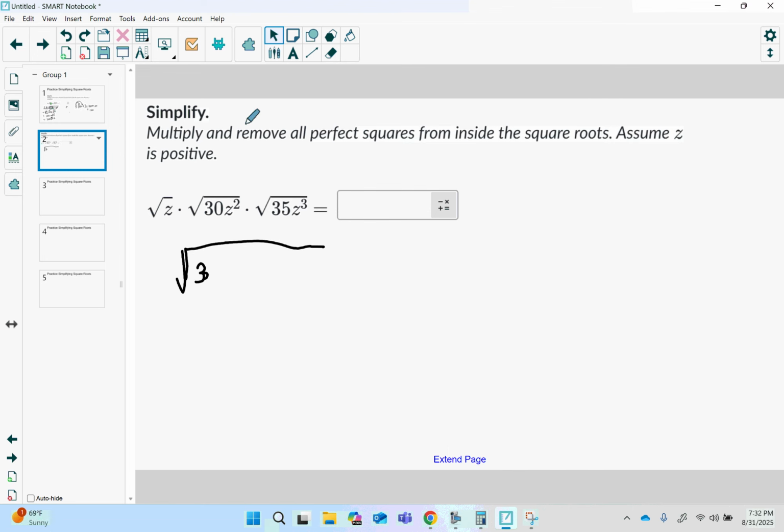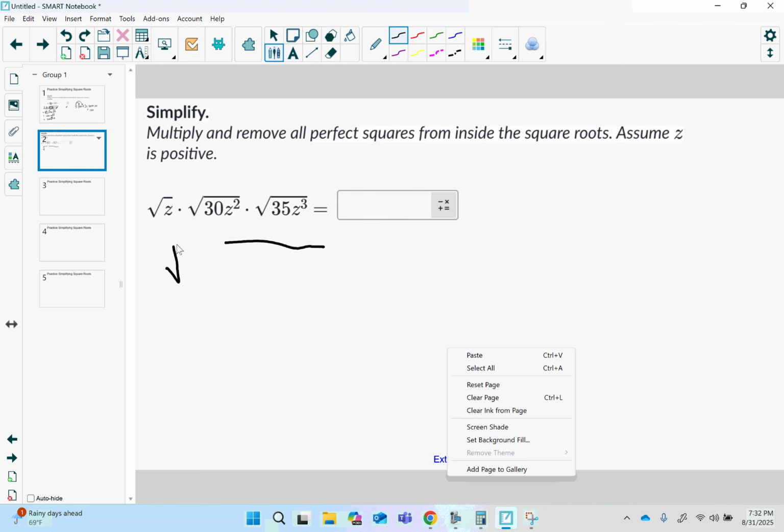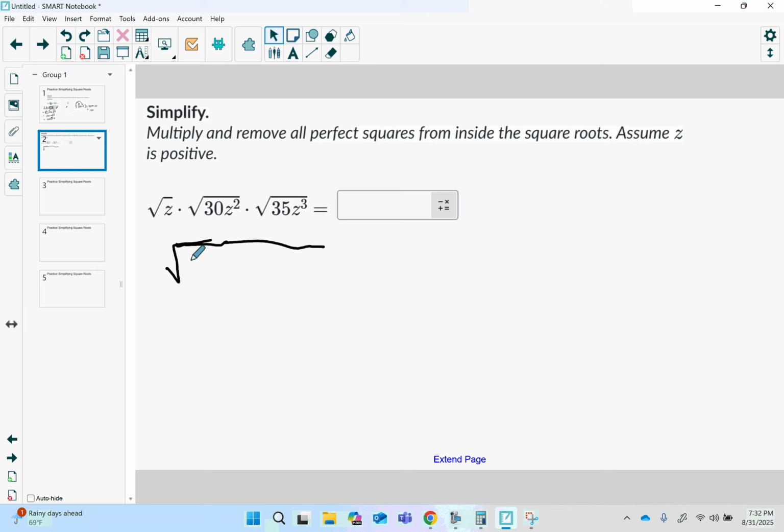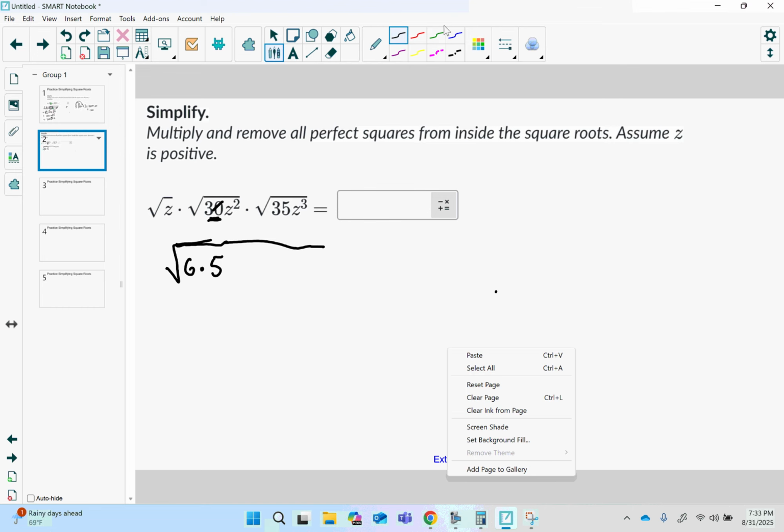But I'm going to take the 30, and actually, you know what? I think I'll write the 30 and I'll factor it. I'm going to factor that 30. Okay, so instead of 30, I'm going to write 6 times 5 for that 30 right there, okay? Something's happening with my pen, sorry about that. Then I guess I'll grab another color. So I'm going to just cross that 30 off because I already took care of that.